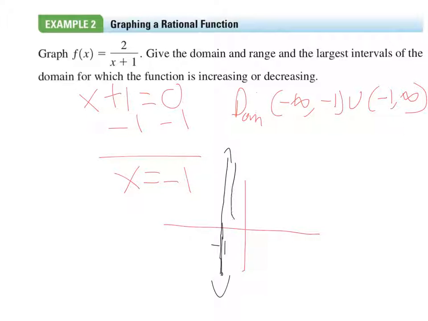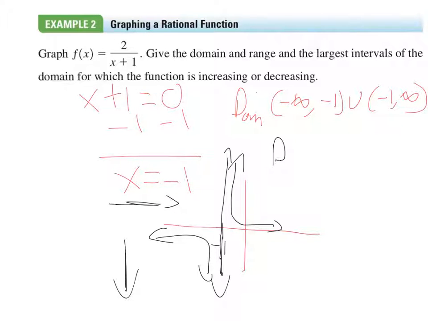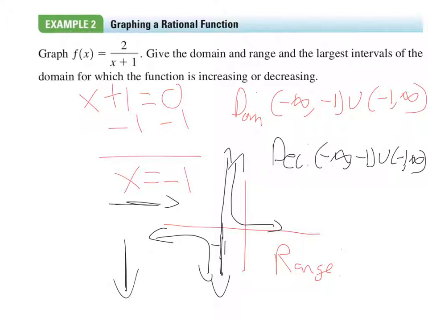The graph will look something like this. And if you notice, as the x values are increasing, the y values are still decreasing, so it's decreasing on the domain from negative infinity to negative 1 union with the interval from negative 1 to infinity. And the range, since it hasn't been shifted up or down, would still be the same as in the previous example, from negative infinity to 0, unioned with the interval from 0 to infinity.